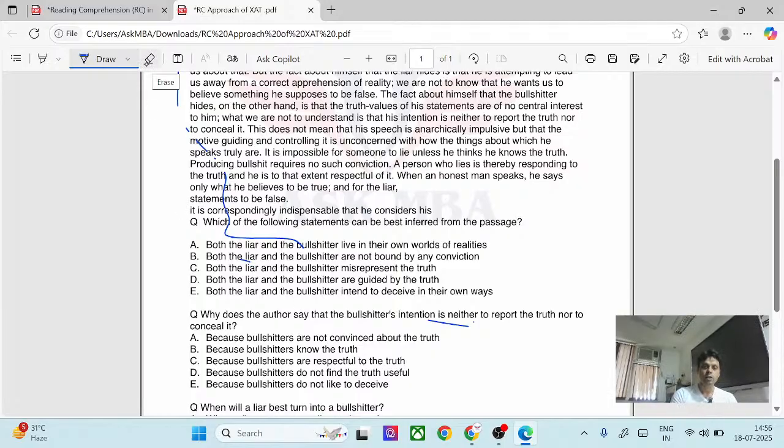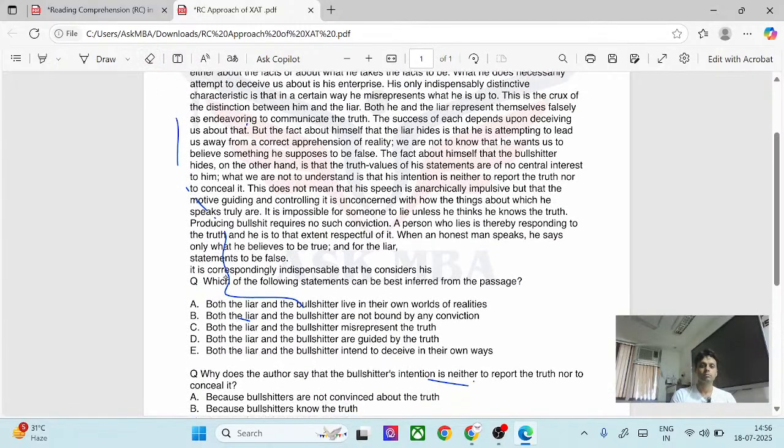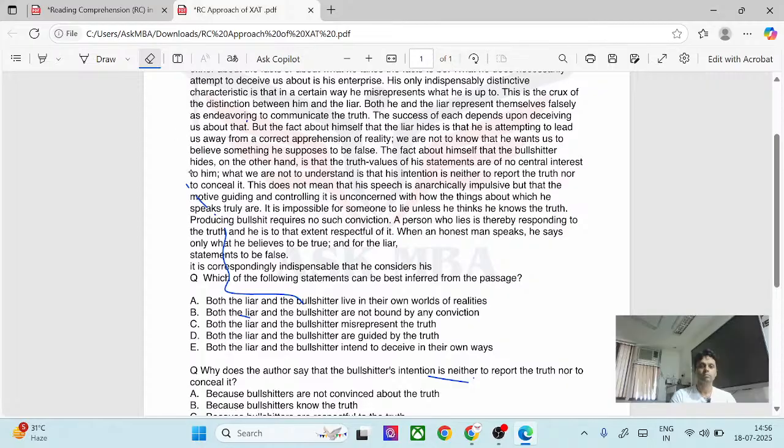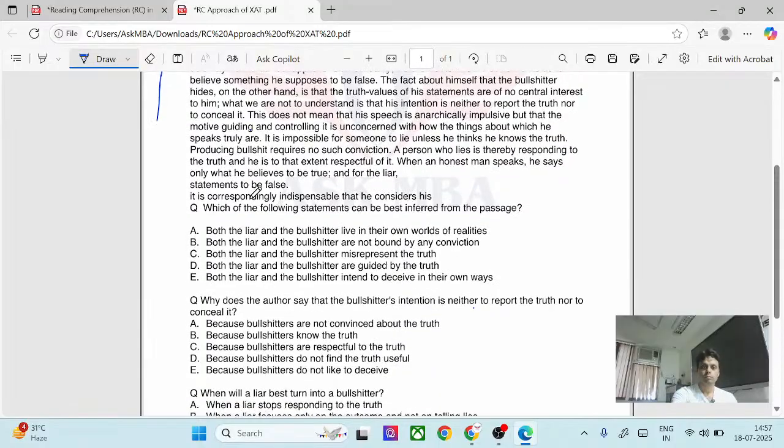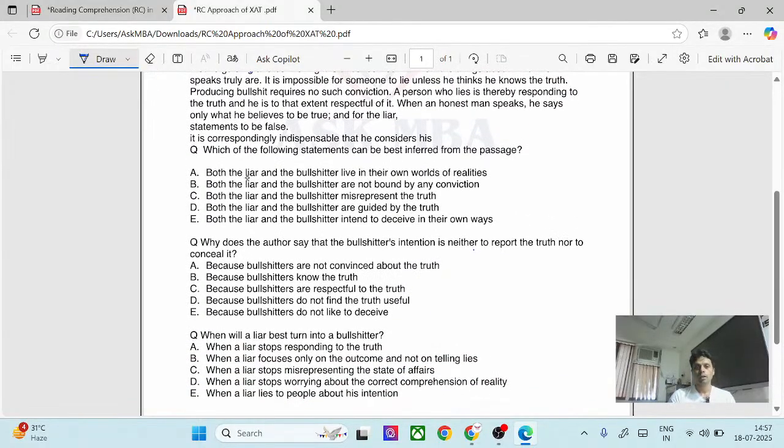So I give you some time. I want you guys to try to solve these questions. There are three questions. Try to use option elimination.